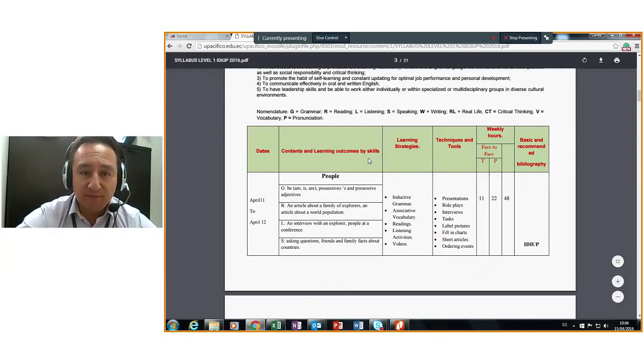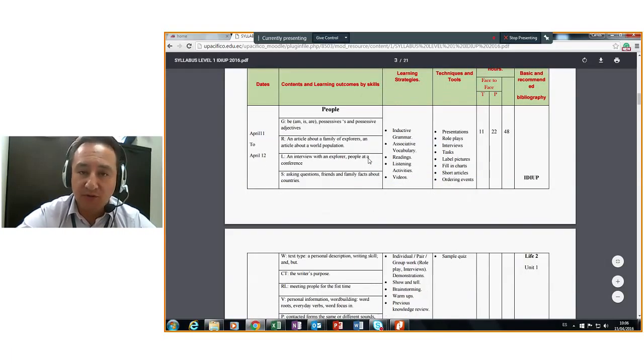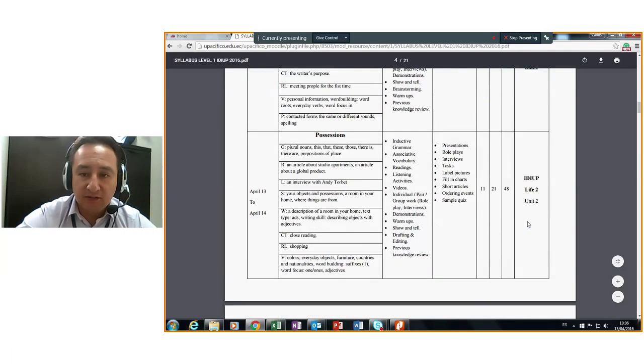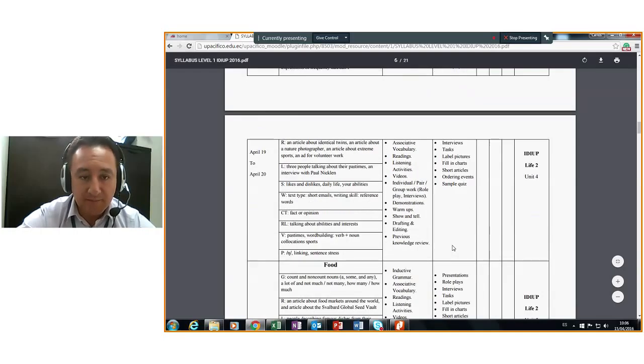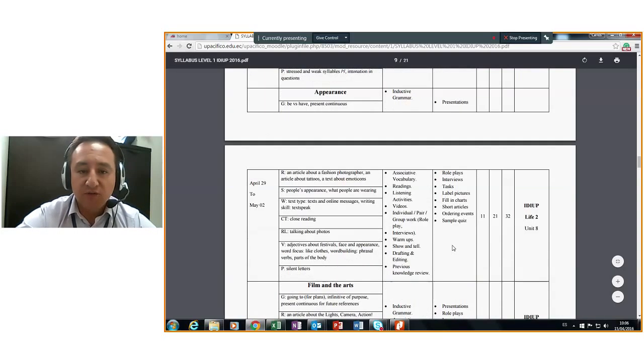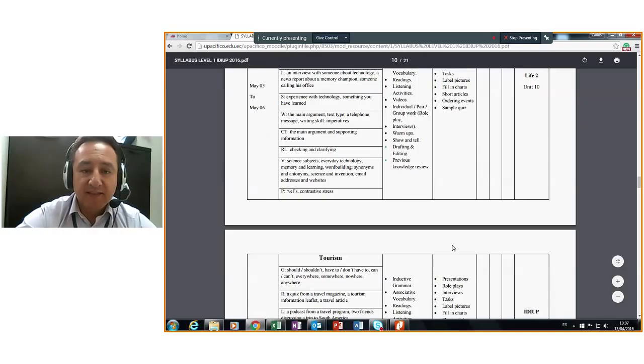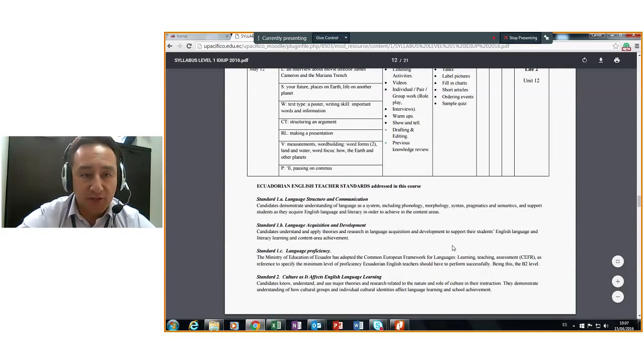So this is the program, like a calendar of your classes. You have, for example, unit number one, which you have to complete on April 11th and April 12th. Unit number two, you have to complete on April 13th and April 14th. Then unit number three, you have to complete on April 15th and April 18th, and so on. This module of this online course has 12 units.